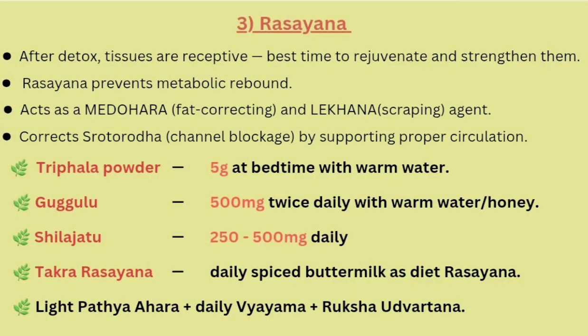Third is Rasayana. After detoxification, that is after Pradhana Karma, the tissues are very receptive. It is the best time to rejuvenate and strengthen them. Rasayana prevents metabolic rebound. Rasayana acts as medohara and lekhana, and it corrects srotoavarodha by supporting proper circulation. The different kinds of Rasayana indicated in Staulya are Triphala Churna, Guggulu, Shilajatu and Takra Rasayana. The combination of Laghu Pathya Ahara, Dinanitya Vyayama and Ruksha Udvartana is very helpful in Staulya Chikitsa.